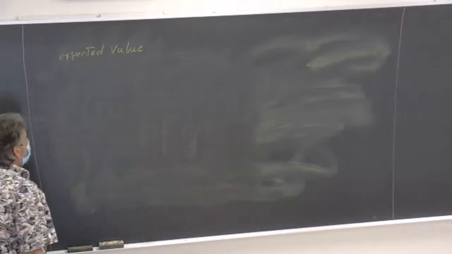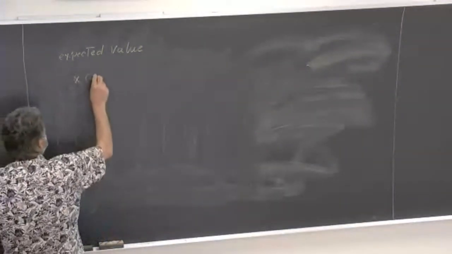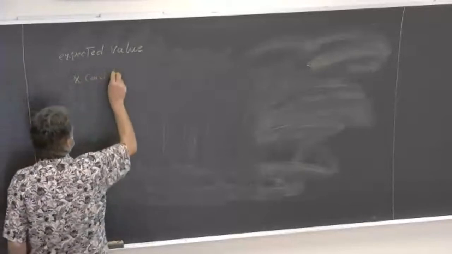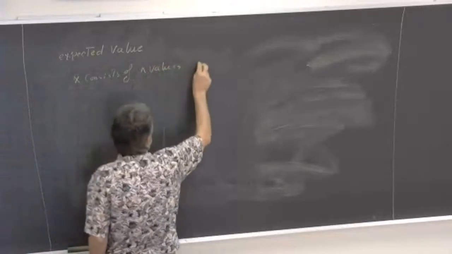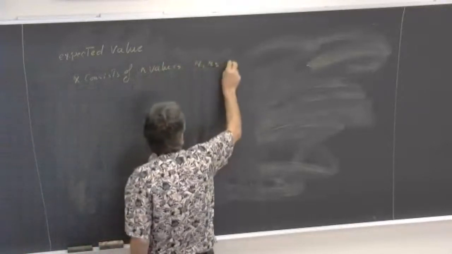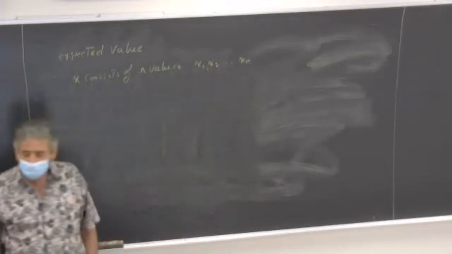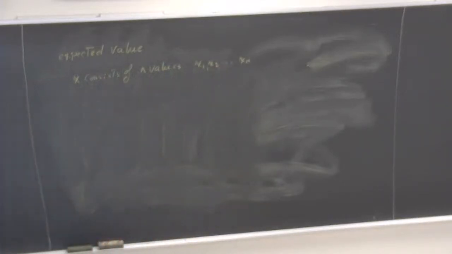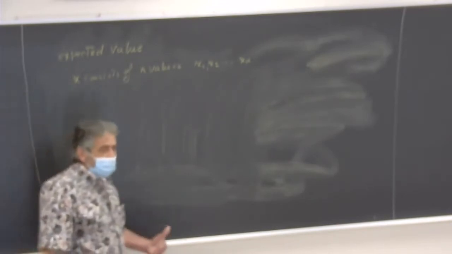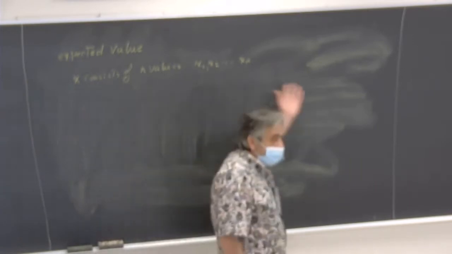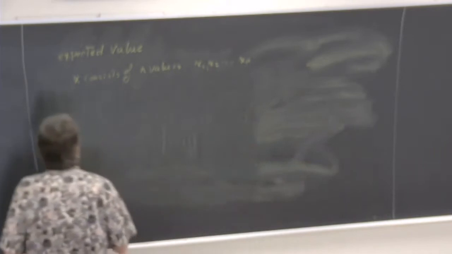An expected value, how do I determine that? Suppose X consists of n values, say x1, x2, xn. Notice we just did the roll of a die, and the x value happened to be 6 values, right? From 1 to 6. So I don't know how many values I'm going to get for x, but let's say there are n values, whatever they are. Yeah?